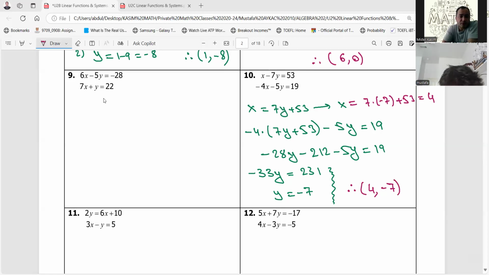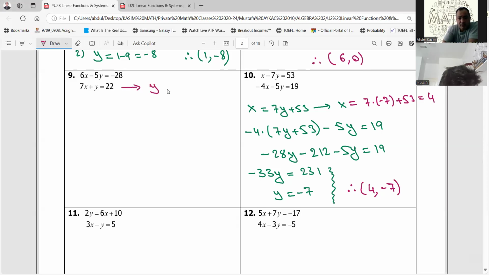If you look at these 2 equations, here I have y alone in the second equation, right? So that means it's easy to express y in terms of x. In the second equation, I can write y is equal to, move this x to the right-hand side, negative 7x plus 22. So that means I have solved this equation for y. Okay, so y equals this. I'm just labeling this. Instead of y, I can use negative 7x plus 22.